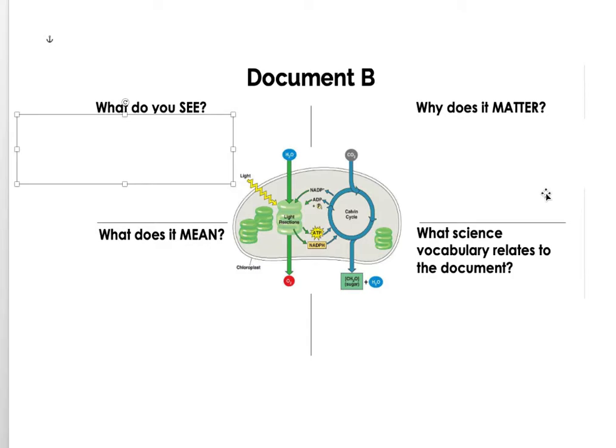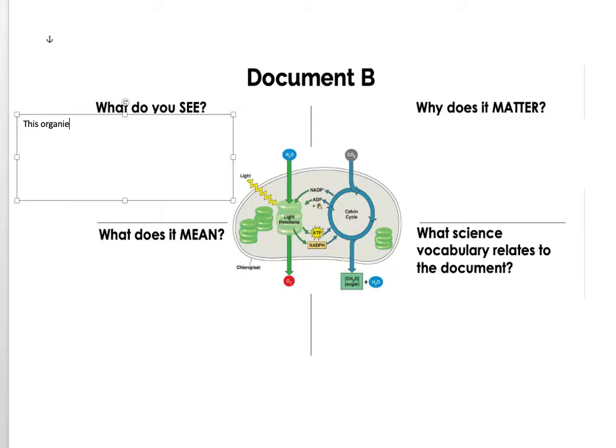Now let's look at document B. We're going to start with, again, the "what do you see?" It's the simplest way to bring about the information. So what do we see? We can see that this is an organelle.